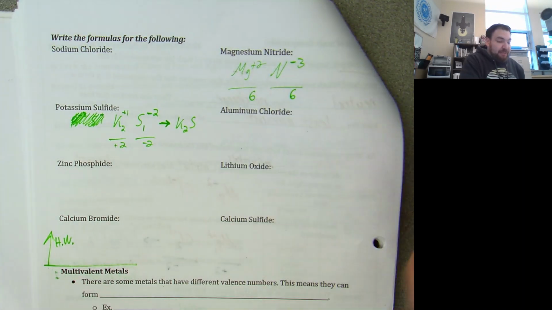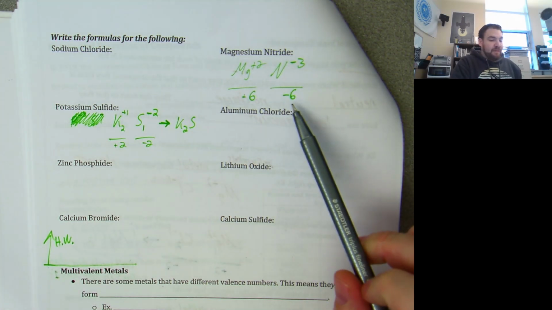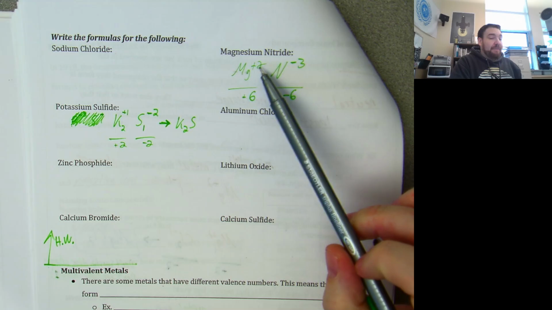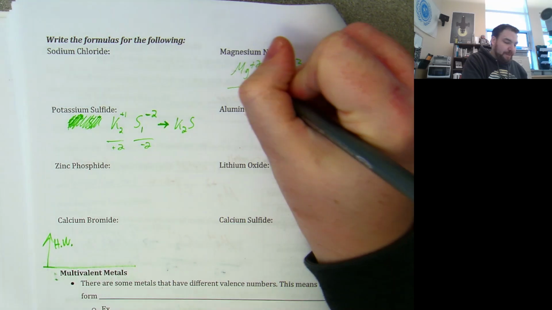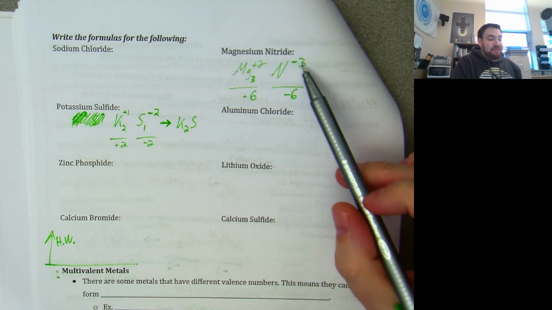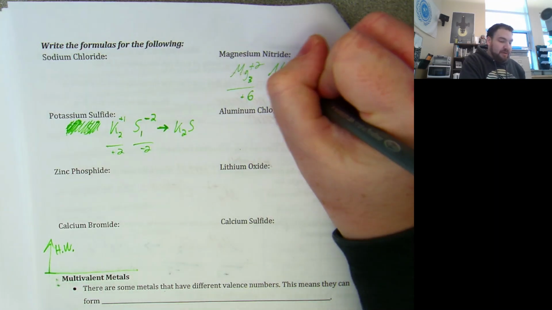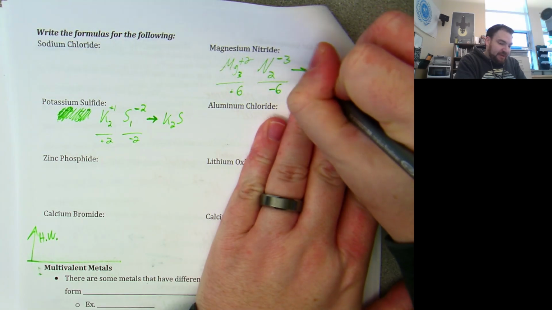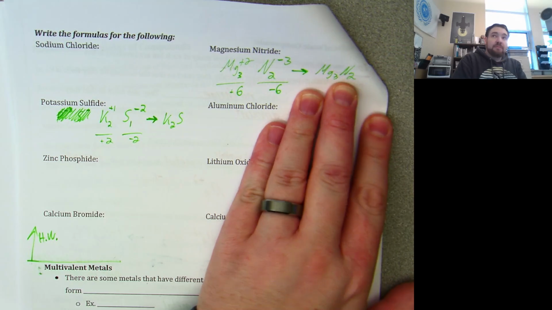So I put that number down here at the bottom. This one's going to be +6. This one's going to be -6. And then how many +2s do I need to give me 6? I need 3 of those. And then how many -3s do I need to give me 6? 2 of them. So then my final formula is going to be Mg3N2.